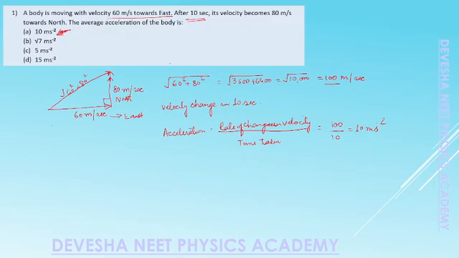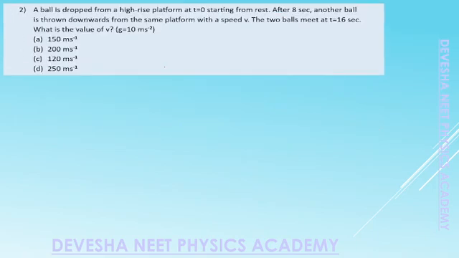Okay. Now let's move on to the next problem. A ball is dropped from a high-rise platform at t is equal to 0, starting from rest. Correct. So imagine that a ball is dropped. So imagine the ball is being dropped from here. Okay. At t is equal to 0.